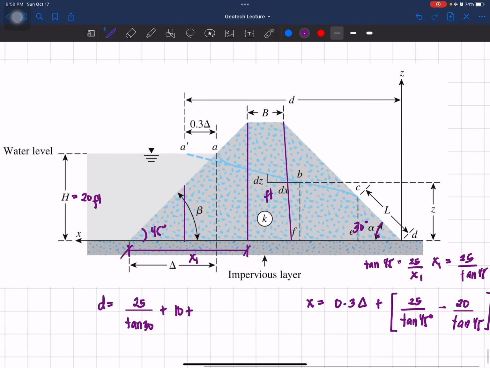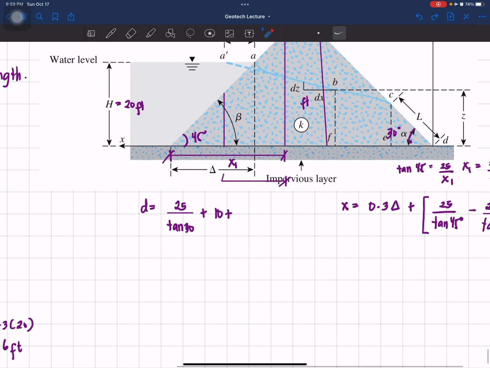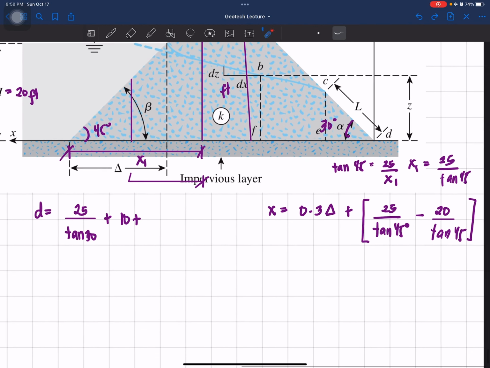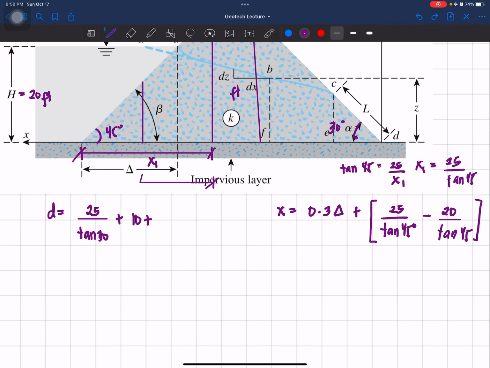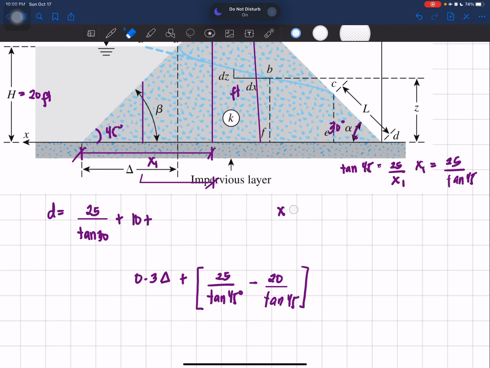So the x value, in case you forget, is this one. That is your x value, from this point to this point. Okay, so that is your x value. Now, let's summarize. D now is equal to, let me move this. Let's copy this and move it here, because that's the only one we need in the equation.